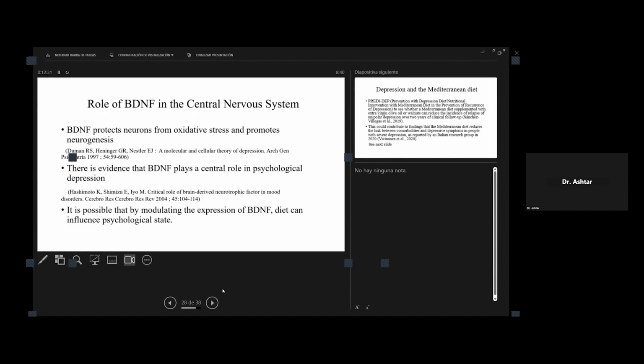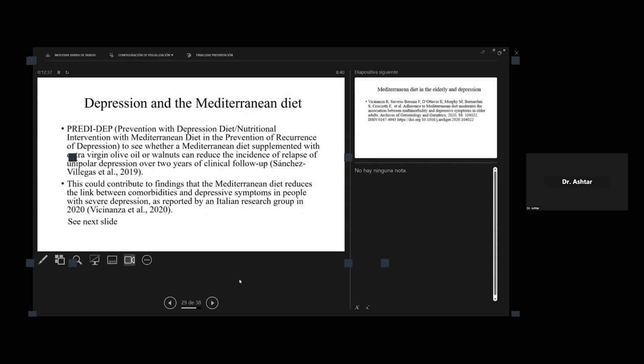It is possible that by modulating the expression of BDNF, diet can influence psychological state. Depression and the Mediterranean diet. PREDI-DEP, Prevention with Depression Diet, Nutritional Intervention with Mediterranean Diet in the Prevention of Recurrence of Depression, to see whether a Mediterranean diet supplemented with extra virgin olive oil or walnuts can reduce the incidence or relapse of unipolar depression over 2 years of clinical follow-up.